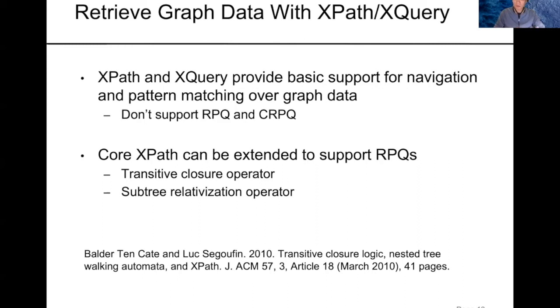But the core XPath syntax can be easily extended to support the regular path query of graph data by adding two operators. The first is the transitive closure operator, and the second is the subtree relativization operator. But it involves a lot of theoretical proof, so we will not discuss the details here.